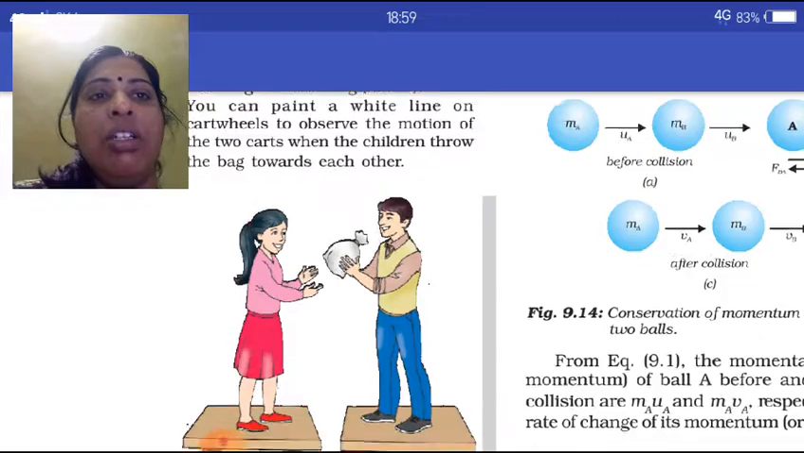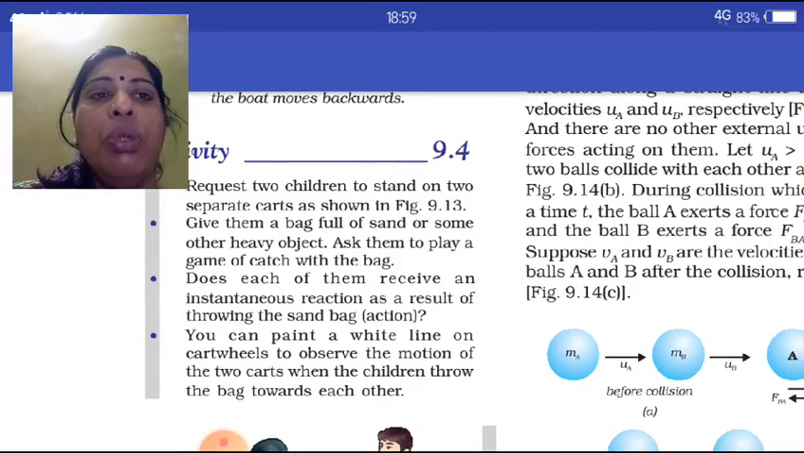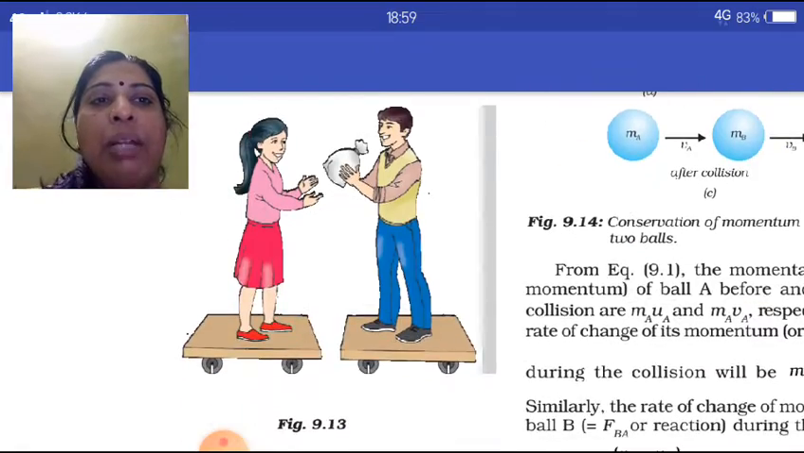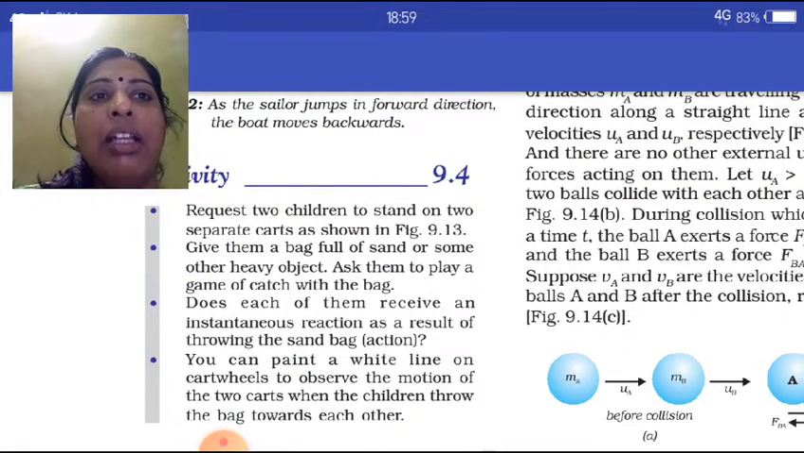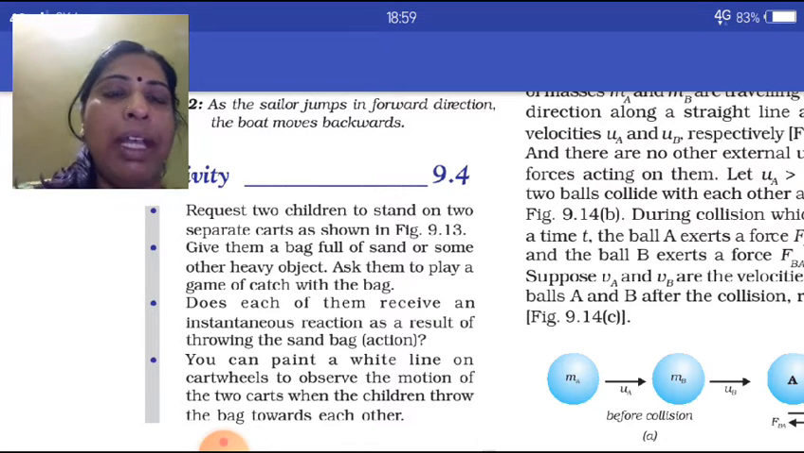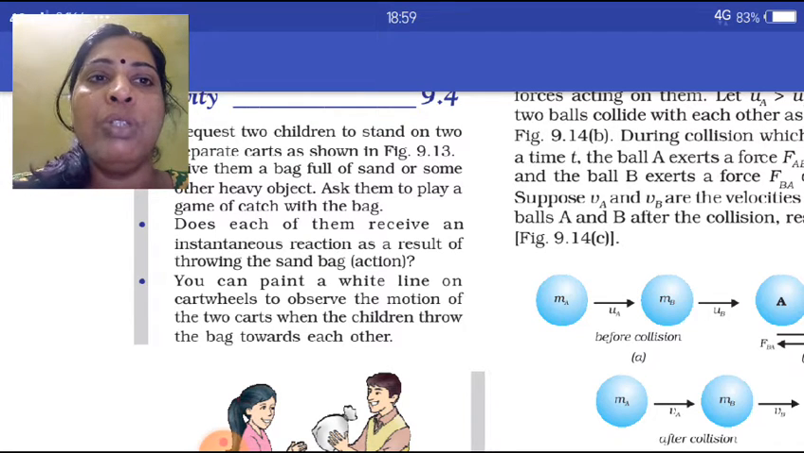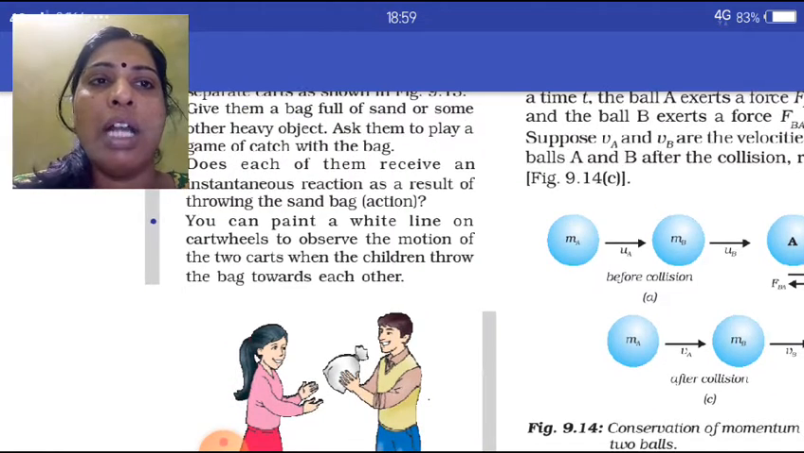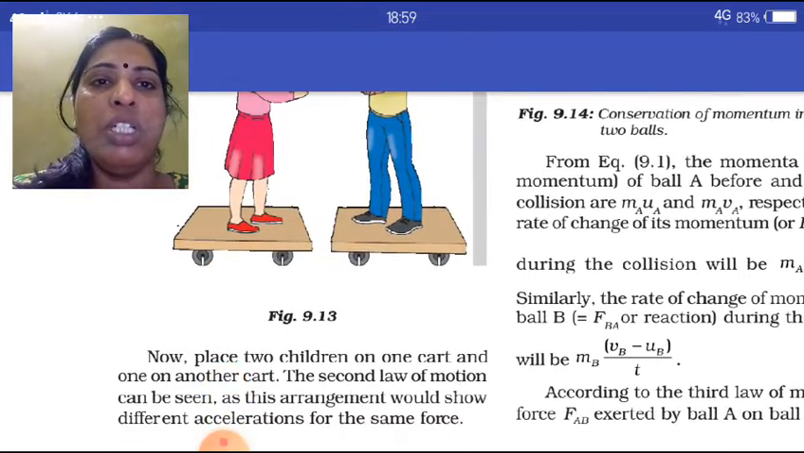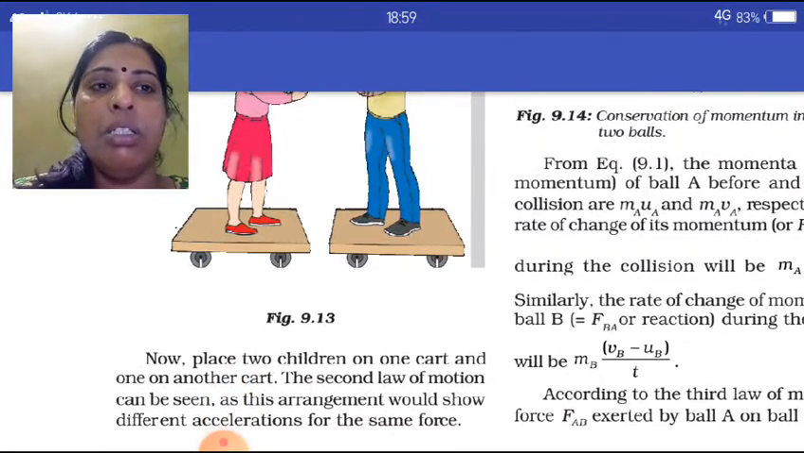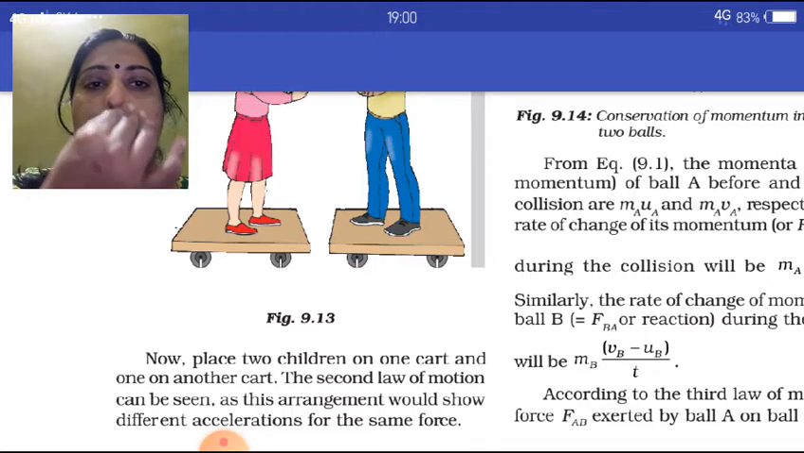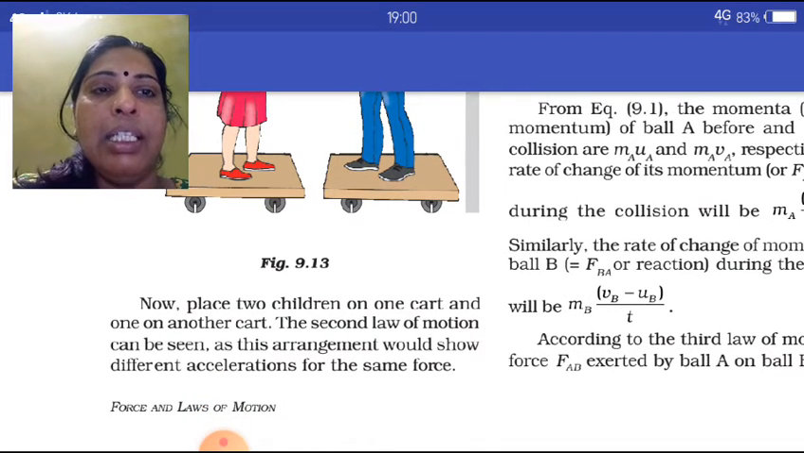Okay, let us see what is done in this activity. You can paint a white line, we have to make a white line in the middle. Then ask them to play a game of catch with the bag. They have to catch the bag, they have to play such a game. You can paint a white line on cart wheels to observe the motion of the two carts when the children throw the bag towards each other. Now, place two children on one cart and one on another cart. The second law of motion can be seen as this arrangement would show different accelerations for the same force.